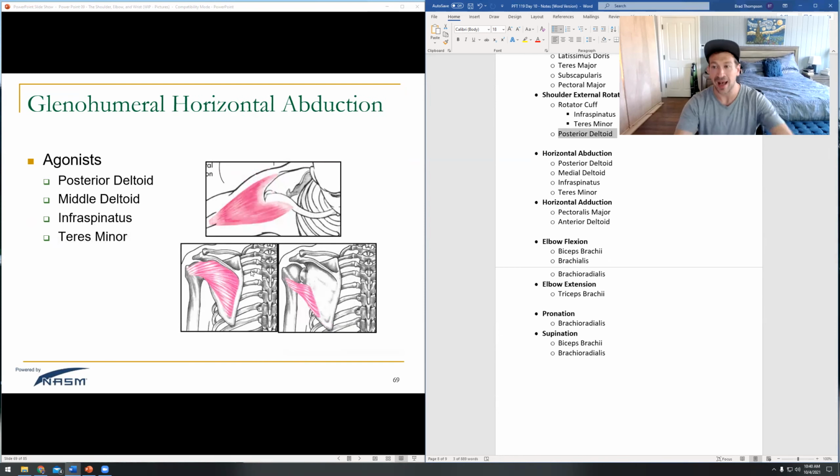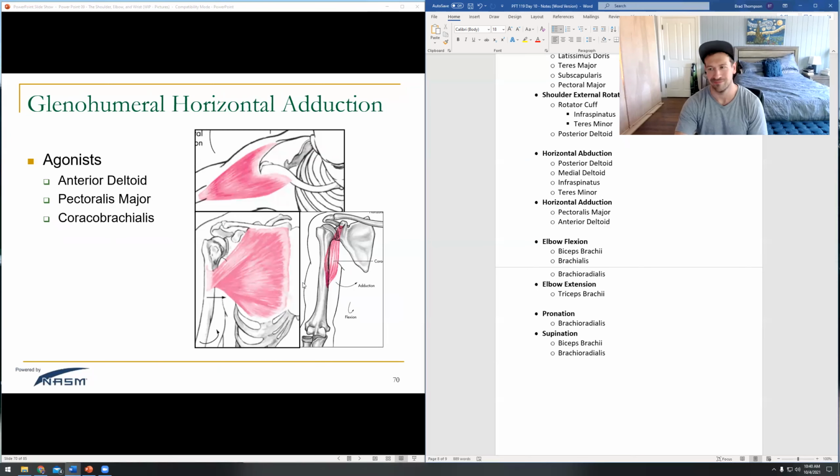For horizontal abduction, that's the reverse fly. That's going to be posterior delt a little, but you guys heard my talk on that. It doesn't do as much as we give it credit for. A little bit of medial delt, both those are kind of working together. But the big one here, infraspinatus and teres minor, right? Pulling that straight back. Horizontal adduction, pecs, totally the pecs, right? Going this way, pecs. A little bit of anterior delt there as well. You guys will know, when you're doing chest flies or chest presses, you feel it in your deltoid a little. But the big one, that's your pec major.